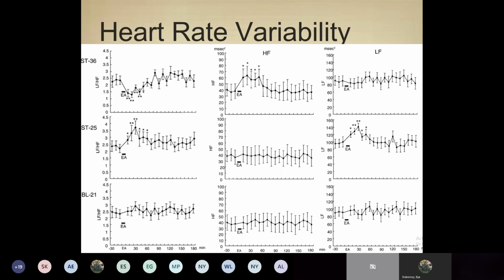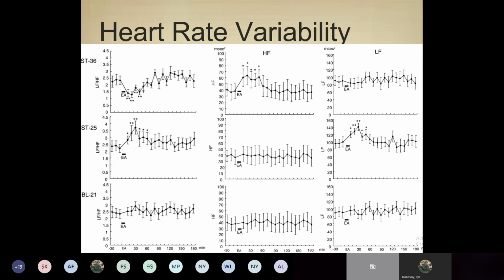The former, low frequency, is thought to indicate both sympathetic and parasympathetic tone, and the high frequency aspect of heart rate variability is thought to reflect primarily parasympathetic tone, so that the ratio suggests a way of measuring the balance between high and low, between parasympathetic and sympathetic activity.